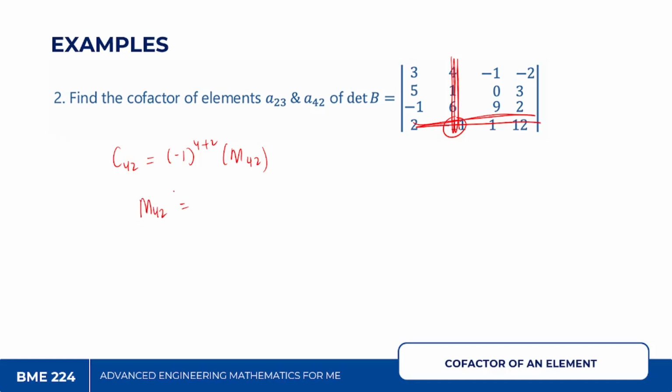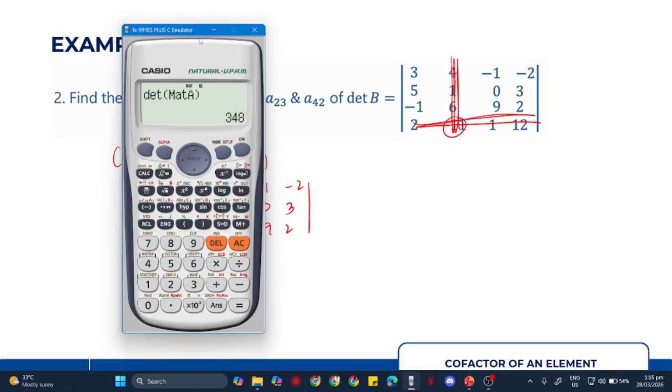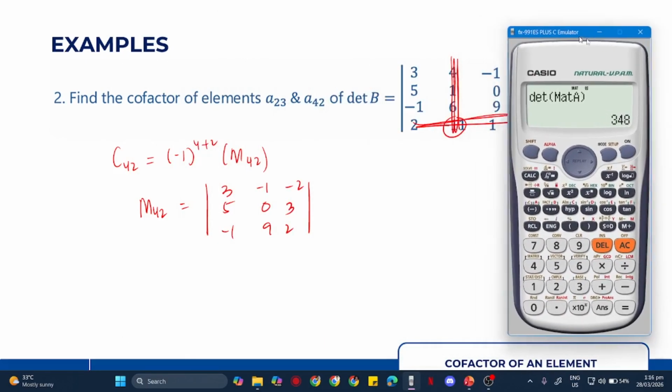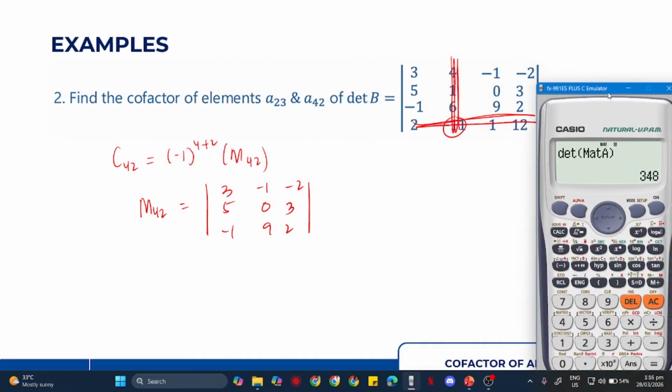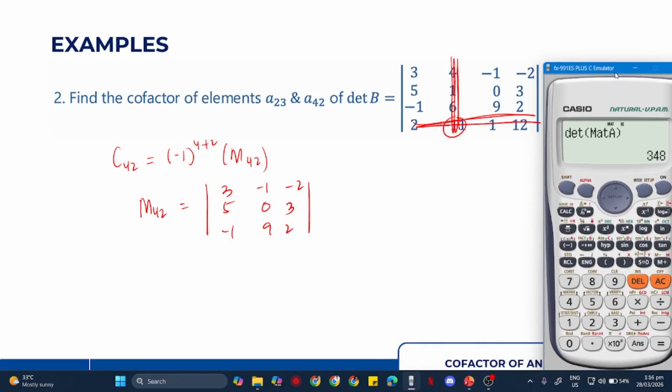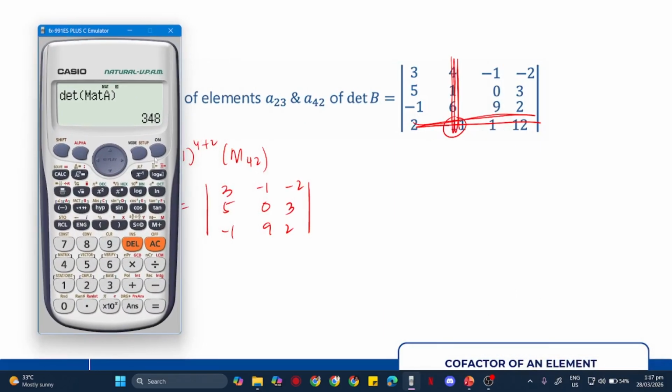Anyway, I've given you already how to manually solve this one. Again, for your examination, you need to solve this manually. You may use this calculator just for checking. So, let's check. 3, negative 1, negative 2, 5, 0, 3, negative 1, 9, 2. So, let's go again to matrix, matrix A, and then 3 by 3.